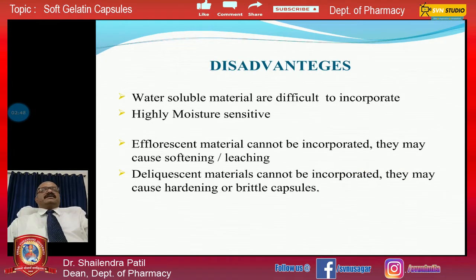Apart from the advantages, certain disadvantages are also there. Water soluble materials are difficult to incorporate. It is highly moisture sensitive. Efflorescent material can be incorporated, but may cause softening or leaching of the drug. Deliquescent material cannot be incorporated in these soft gelatins, as it may cause hardening or brittle capsules.